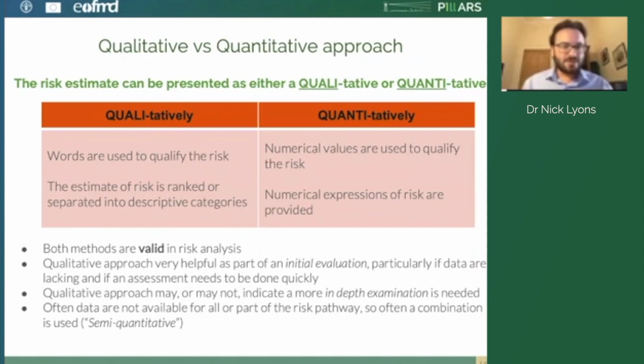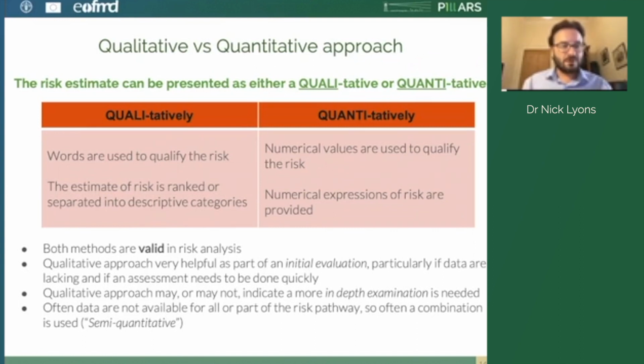So when it comes to estimating risk, there are 2 general approaches: qualitative or quantitative approaches. The qualitative approach is when you use words to describe risk. That's the best way of putting it. You describe it with words, but then you can rank the risk. A quantitative approach is when you try to ascribe numerical values to quantify the risk.